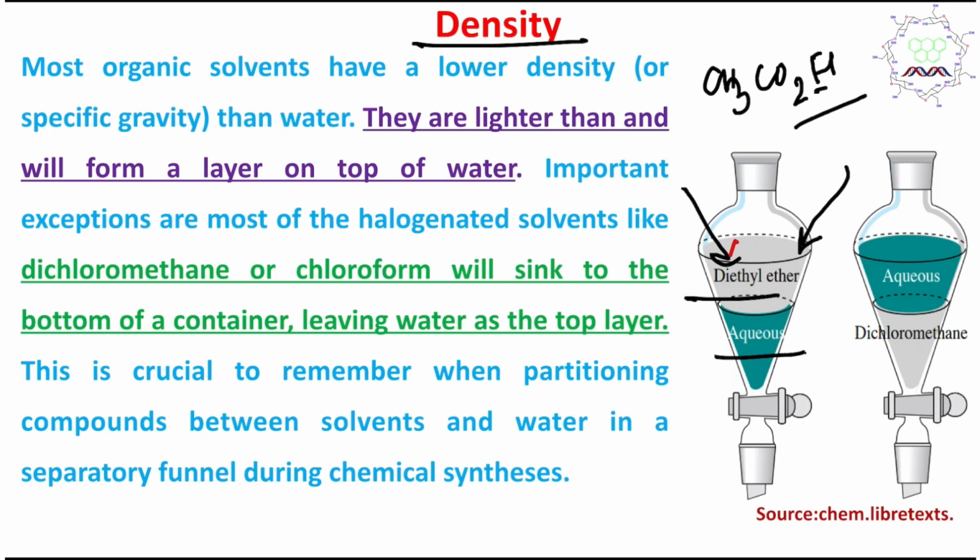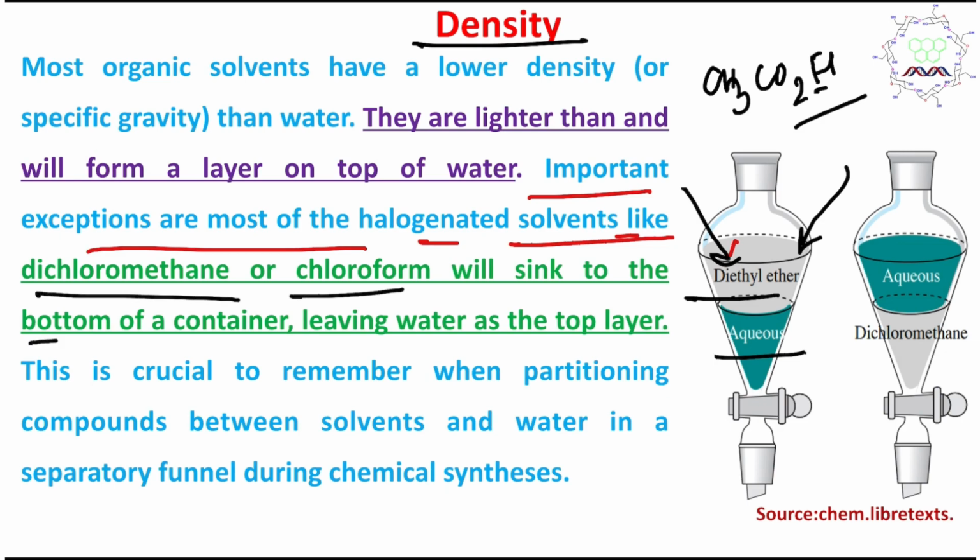An important exception in this context are most halogenated solvents, because for example dichloromethane or chloroform will sink to the bottom of the container, leaving water on the top layer. So you can see this is dichloromethane or DCM. A similar thing you can see for chloroform, water remains on the top.